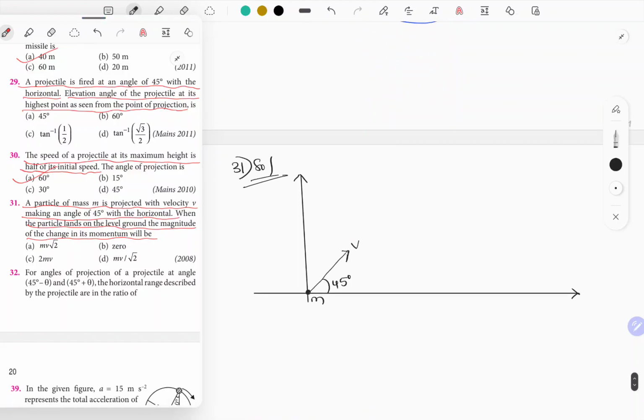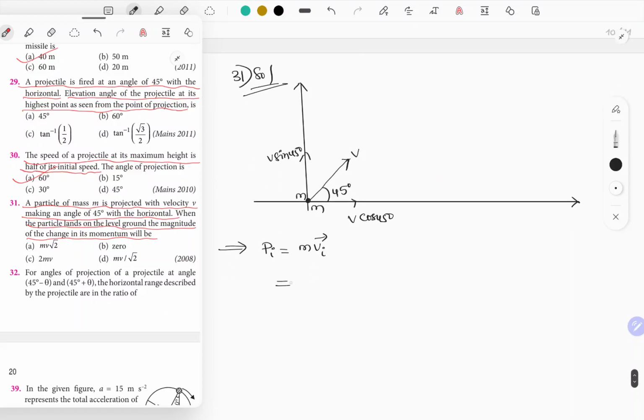So what is the initial velocity? First of all, find out that it is going to be v cos 45 i cap and v sin 45 j cap. Mass of the particle is m. First of all, find the initial momentum. Initial momentum is equal to mass into initial velocity, which is m v cos 45 i cap plus m v sin 45 j cap, which is equal to mv by root 2 i cap plus mv by root 2 j cap. This is the initial momentum.